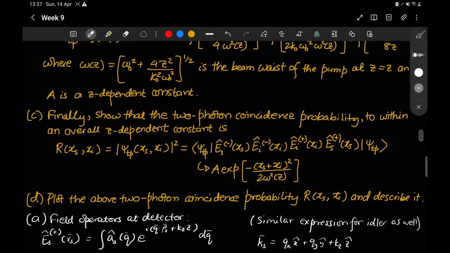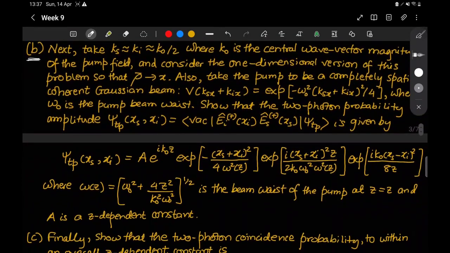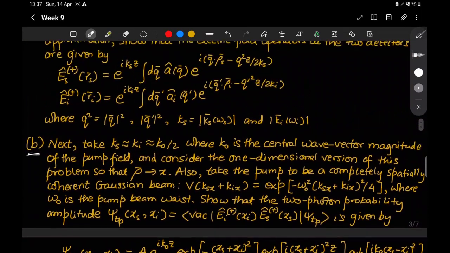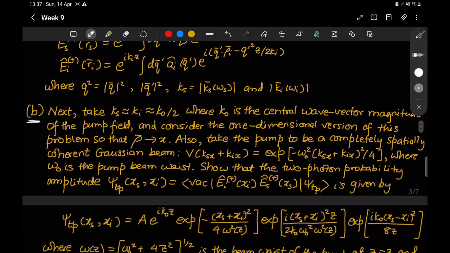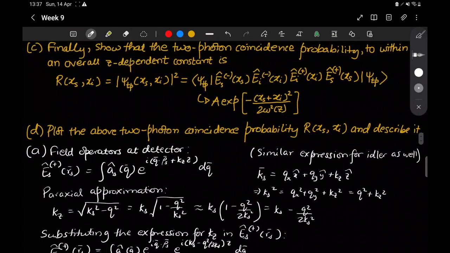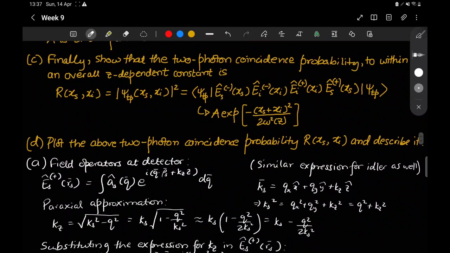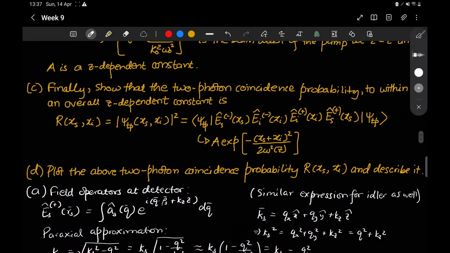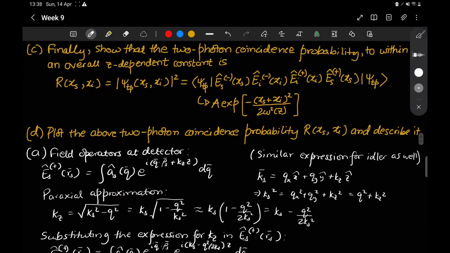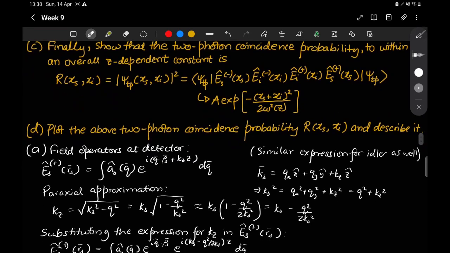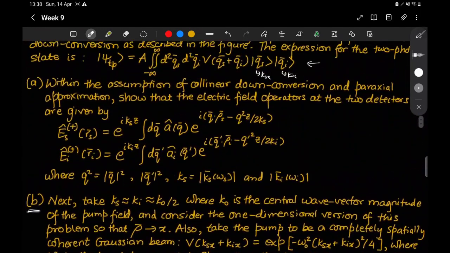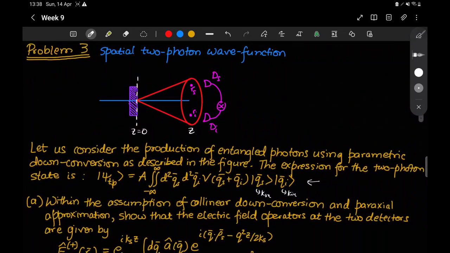Part C and part D are dependent on the result of part B. In fact, part B depends on part A, so everything is interconnected in all these parts. Part C says, finally show that the two-photon coincidence probability to within an overall z-dependent constant is given by this R SI, which is mod psi Tp squared. And part D says, plot the above two-photon coincidence probability R and describe it. Take a few minutes to go through this once and revise what we did last time, and then we will discuss.